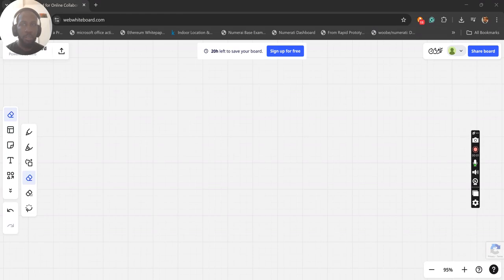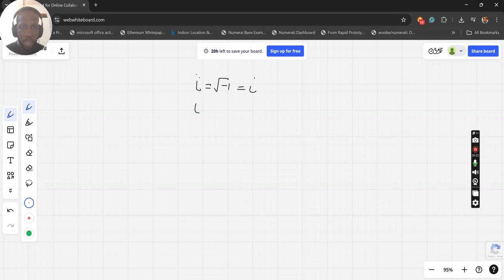What we are going to look at is a little bit of insight in working with complex numbers. Of course, we know the complex number is i. The value of i is the square root of -1. So i squared is the square root of -1 times the square root of -1, which is actually -1.